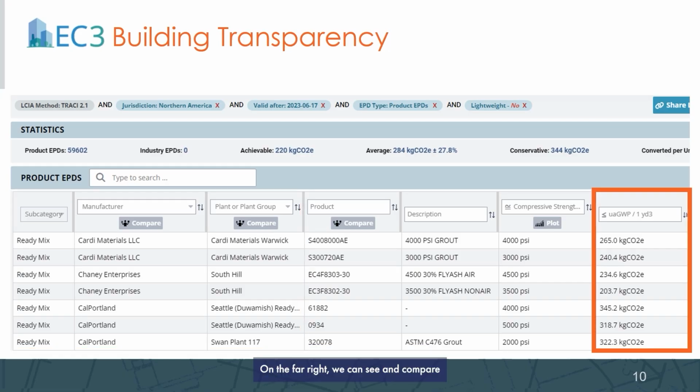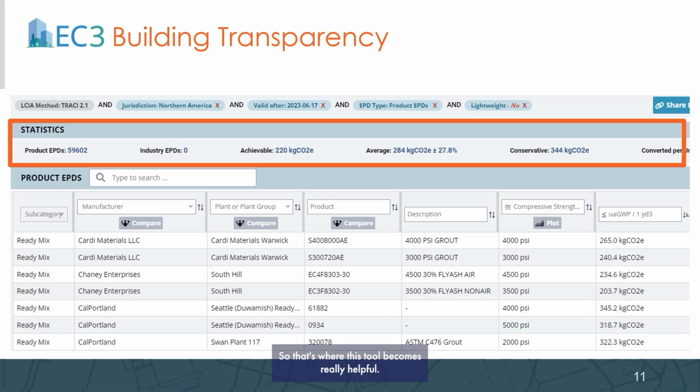On the far right, we can see and compare the kilograms of carbon dioxide equivalent, the common metric for embodied carbon, per 1 cubic yard. I can sort from the lowest to highest embodied carbon. Here I see products in the 300s, but I have no idea if this number is good or bad. So that's where this tool becomes really helpful.